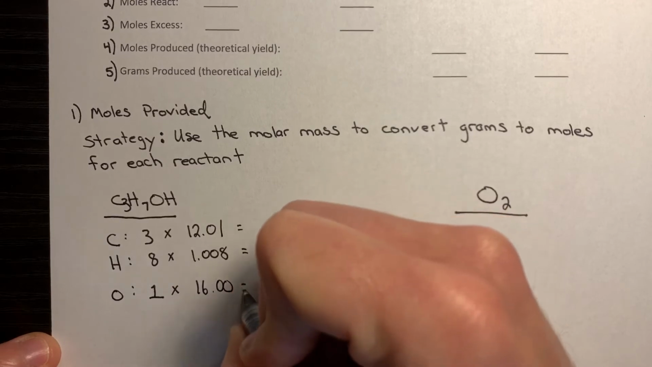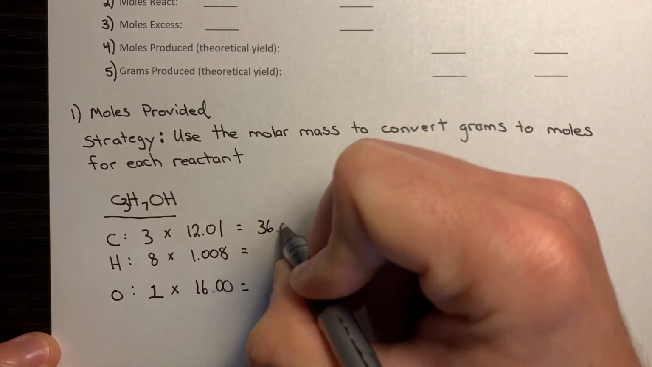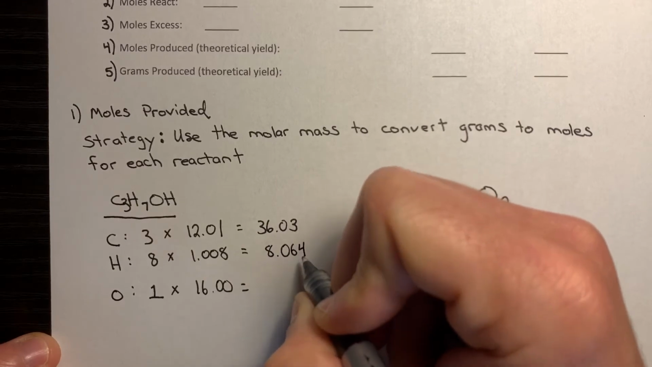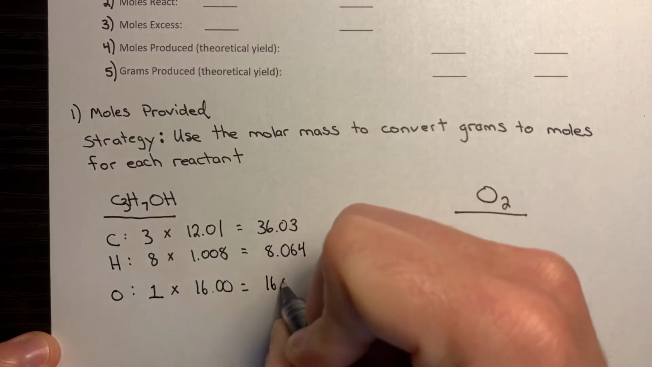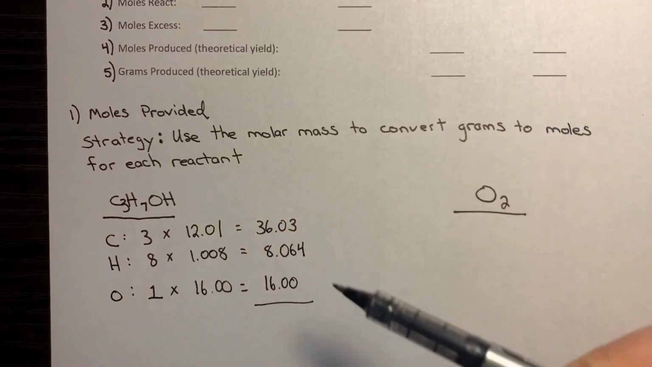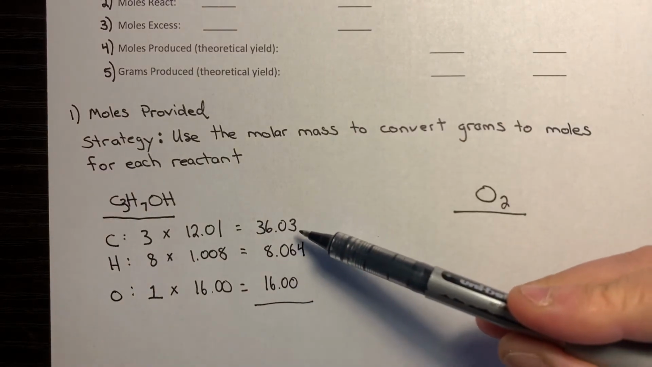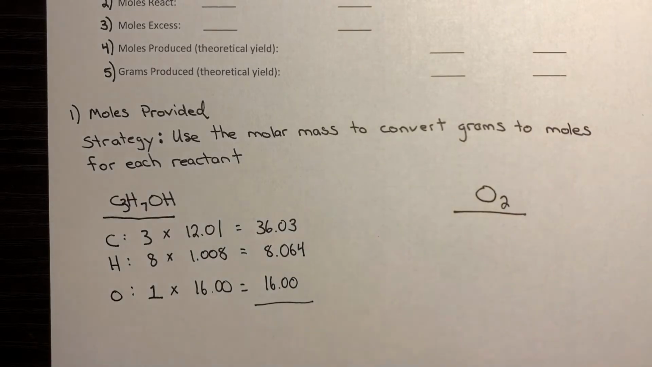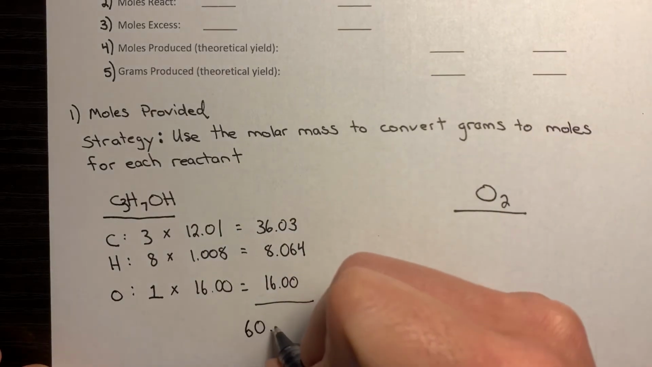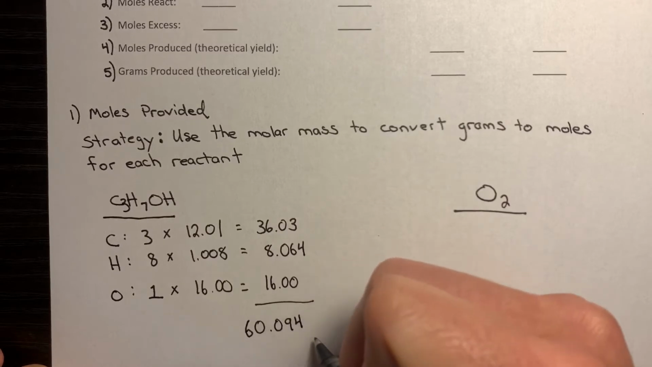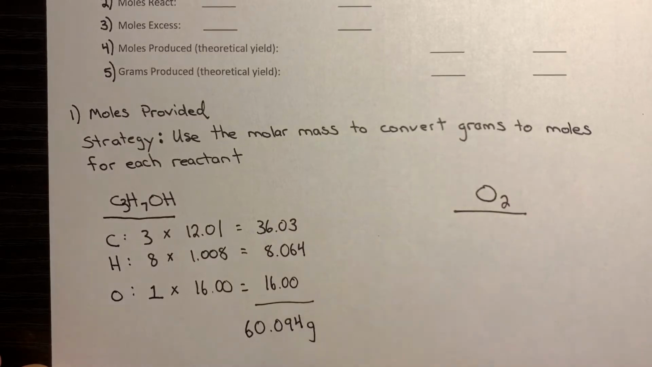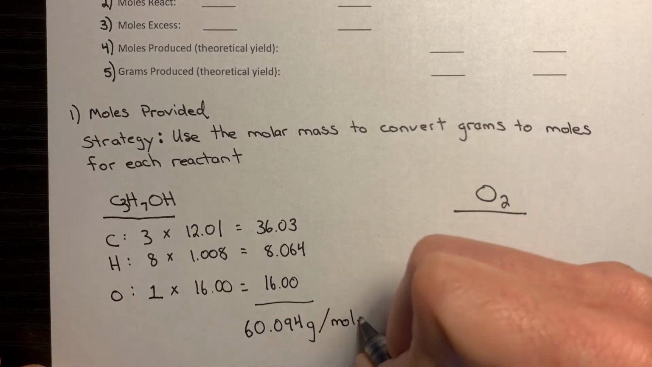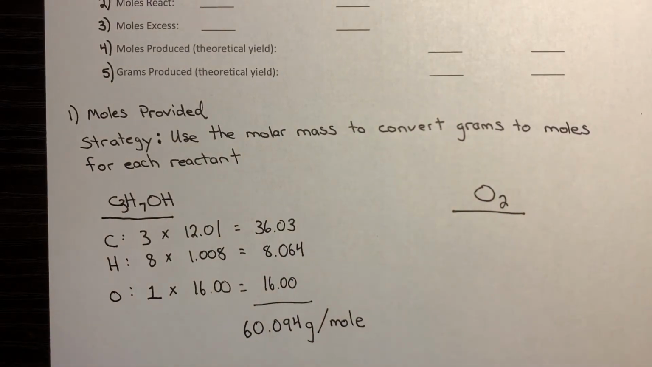I do some quick multiplication, I arrive at 36.03, 8.064, and 16. Okay, so again, these are the masses of these individual elements. I'll combine them together, and what I've solved for is again the molar mass. This tells me that I have 60.094 grams if I have exactly 1 mole of that molecule.